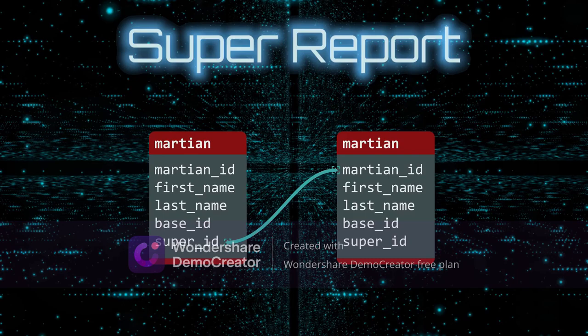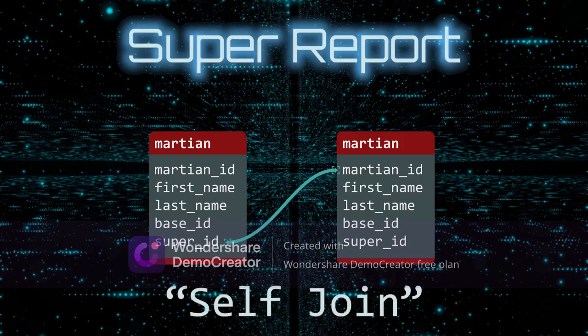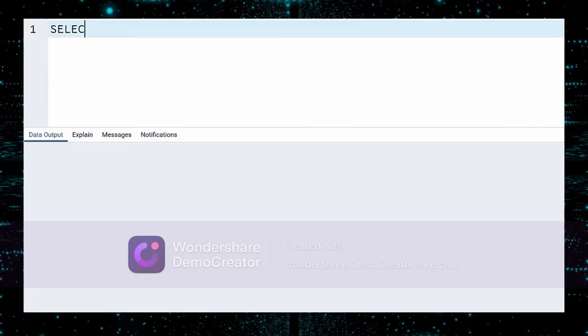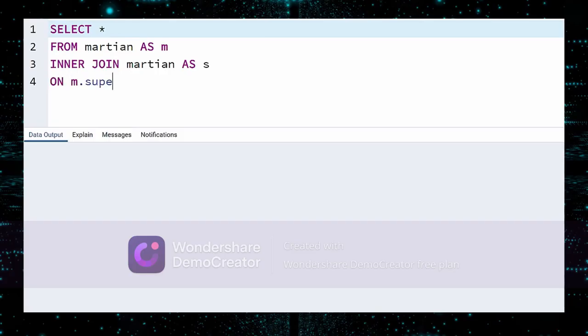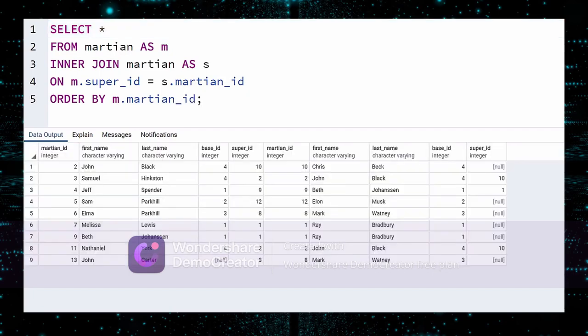You can relax. This is perfectly legal in all planetary systems and is called a self-join. We will select all rows from the Martian table with an alias of M. We'll first do an inner join on the Martian table with an alias of S for super. The left table is the Martian and the right table is their boss. We want the super ID for the Martian to match the Martian ID of their superior and order by the Martian ID. Execute. There is a problem.